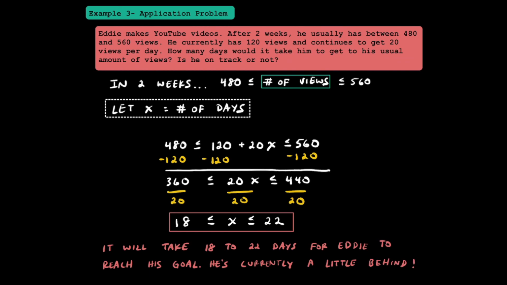The solution to this compound inequality tells us that if Eddie stays on track at his current rate, it will take him 18 to 22 days for him to reach his goal. Since 18 to 22 days is longer than 2 weeks, he's a little behind schedule.